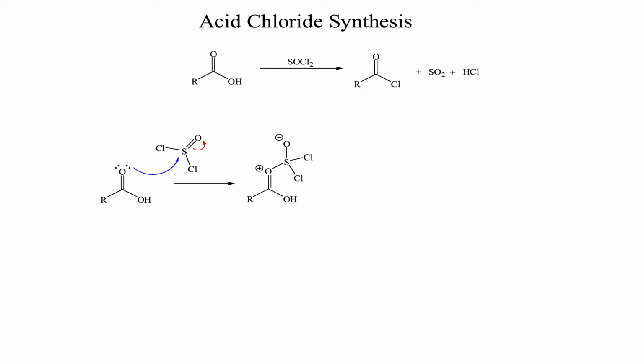The lone pair on the oxygen can come back in, reform the second bond to sulfur, displacing a leaving group, in this case, one of the chlorines. Now you notice that still doesn't leave us with a neutral compound. We still have a charged intermediate here. I still have a cation on oxygen. What I need to do is neutralize this as soon as possible.